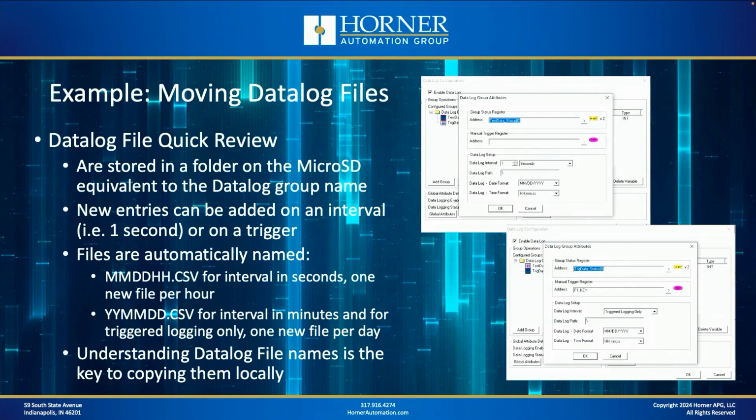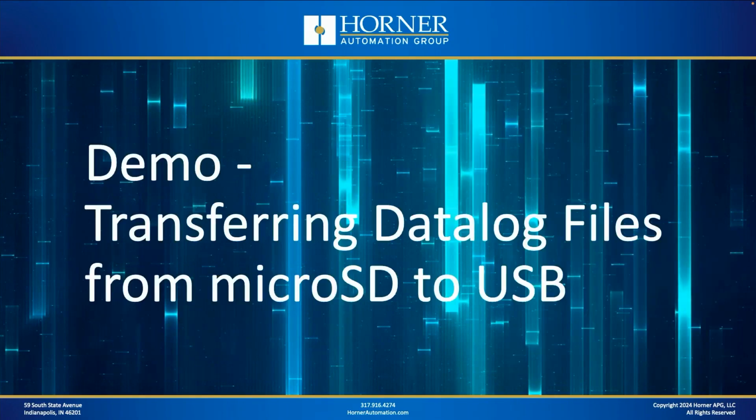And why is that important? Well, if we're going to be copying those files selectively, not just all of them at once with a star.star wildcard or something, then we need to understand how the Datalog file names are built so that we can properly fill out the source path so that we can get the file or files that we want copied over to USB. So in our example, we're going to be selectively copying over Datalog files, not all of them at once. Okay, so let's move on to our next demonstration.